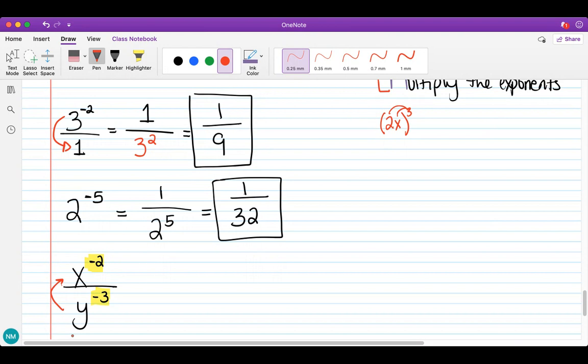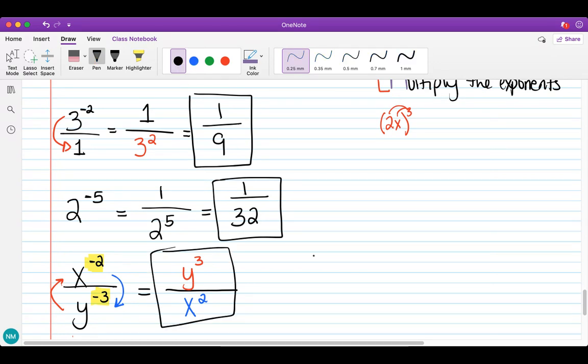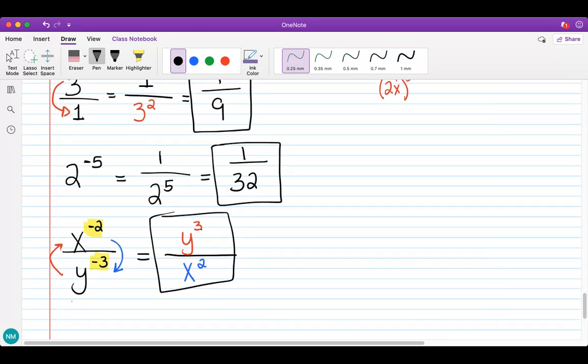So the y is going to go up and the x is going to come down. They're going to switch spots because they're both in their wrong placement. So what's going to happen is the y is going to come up and you're going to get y to the positive third. If you move it, it turns positive, and you're going to get x to the positive second. Okay, so it's important to know that when you have negative exponents, they move to the other side of the fraction.